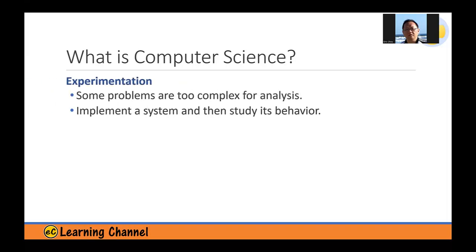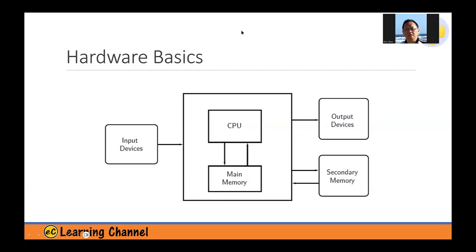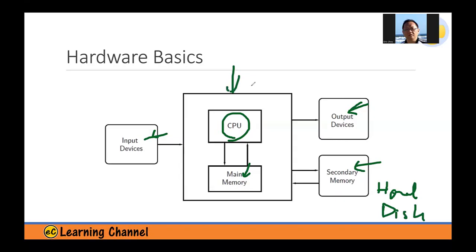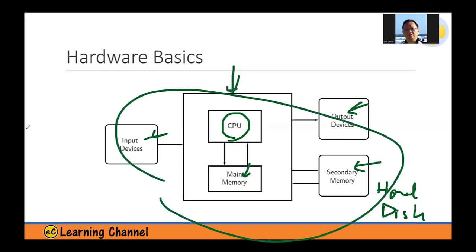Okay, this portion we will just go over briefly. And then hardware, basically you have a CPU, you have main memory, you have input device, output device, secondary memory. Secondary usually is the hard disk. Okay. So you need to know about this chart. This chart, you need to memorize it. Okay.